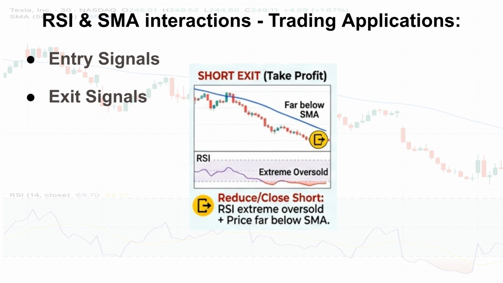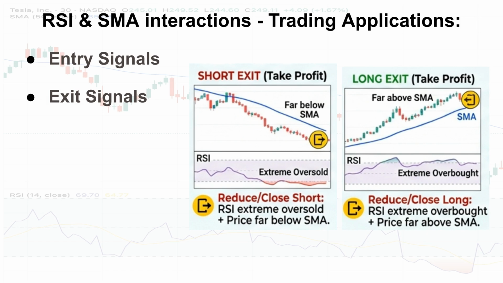For short positions, exits become relevant as RSI approaches oversold extremes, while price remains extended below the SMA, suggesting downside momentum may be fading. For long positions, consider taking profits as RSI reaches overbought levels while price is stretched above the SMA, indicating potential exhaustion.